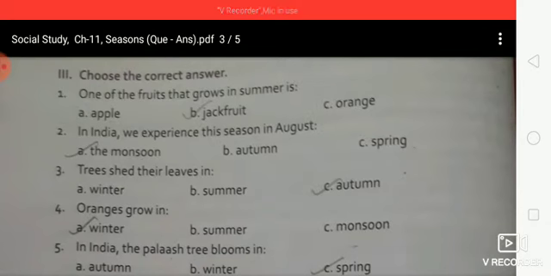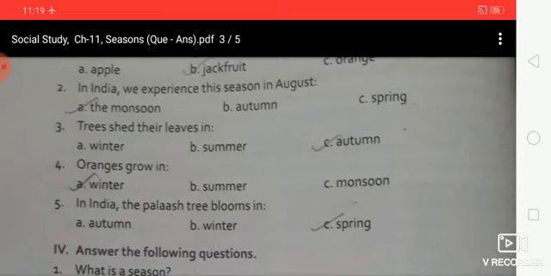There are 4 main seasons: summer, autumn, winter and spring. In India we also experience the monsoon. It is very hot in summer. In most parts of India, the summer months are April, May and June.